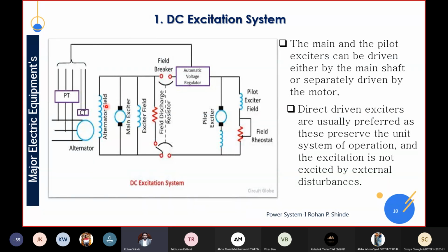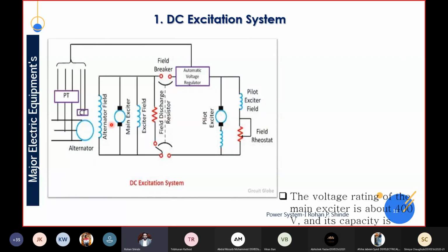So this main shaft is nothing but a direct driven exciter. Okay, so direct driven exciters are usually preferred as these preserve the unit system of operation. Okay, so instead of using a separately excited driven system, we have used the directly driven excitation system. Okay, the excitation is not excited by an external disturbance. I already told you that instead of using external excitation system, we have used the direct driven system.